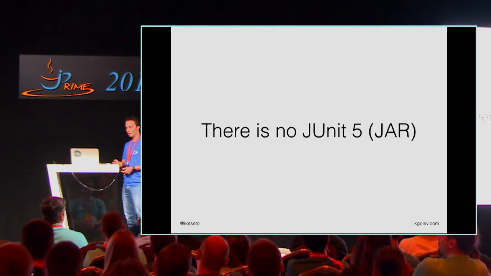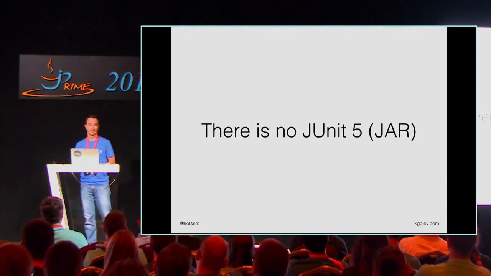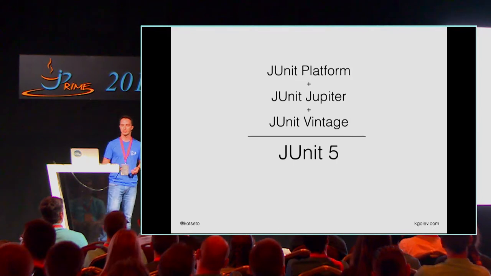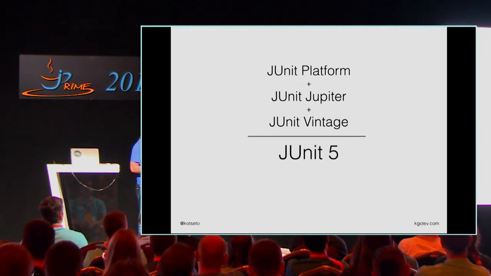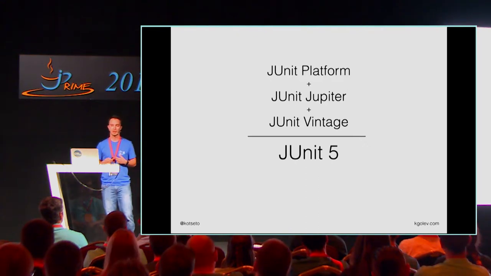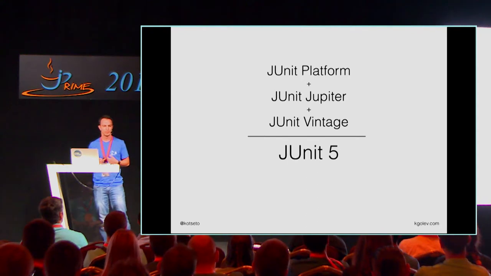the test. So if you go there, you'll see a lot of jars grouped into three groups. One is the JUnit platform, one is JUnit Jupiter, and one is JUnit Vintage. All of these together compose JUnit 5. But how do we navigate? How do we know which is the important one for us? Do we care about the JUnit platform? Do we care about JUnit Jupiter? And what is this JUnit Vintage?